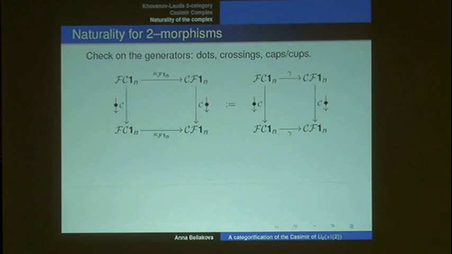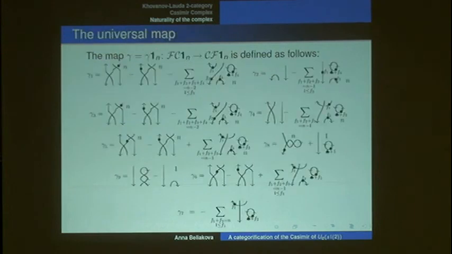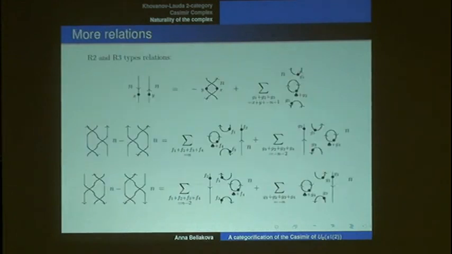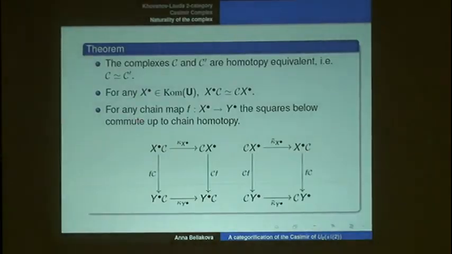My great contribution was to show the naturality for two morphisms. What does it mean? It means exactly what you see in our theorem, the theorem I wanted to show. It was this part of the theorem. So assume we have these great maps working for all n. Then I wanted to show that they are really natural with respect to any chain map going from x to y. And again, to show this property, you have to check it on the generating two morphisms. You have only three of them: a dot, a crossing, and caps and cups.